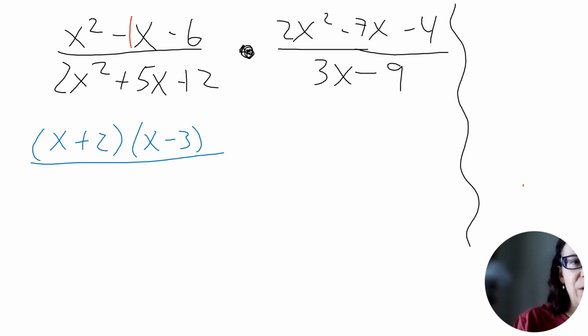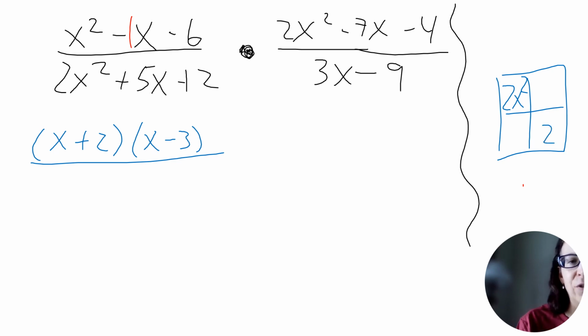All right, next one. We've got the denominator there. So we've got 2x squared in the upper left, and we have a +2. And remember, when you have that leading coefficient, we have to multiply them: 2 times 2 is 4. I am looking for 2 factors of 4 that add up to 5. That would be 1 and 4.